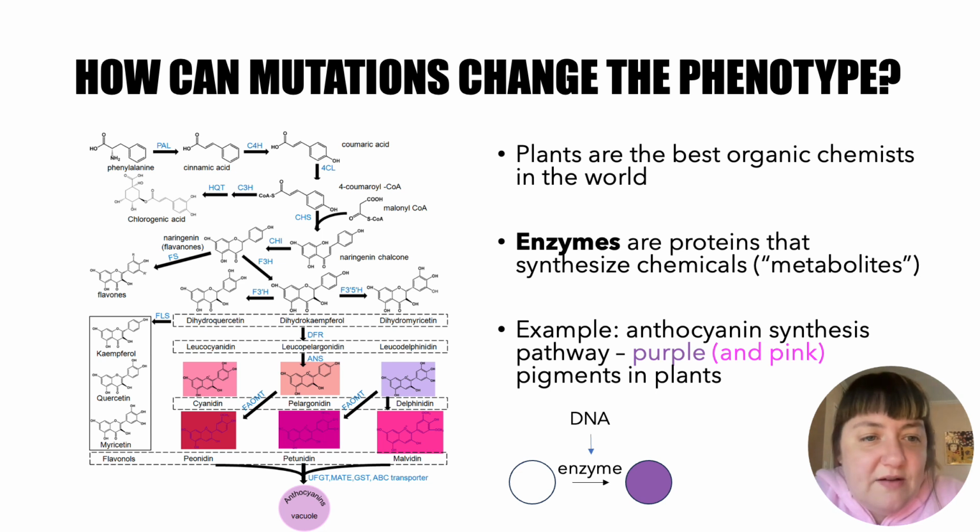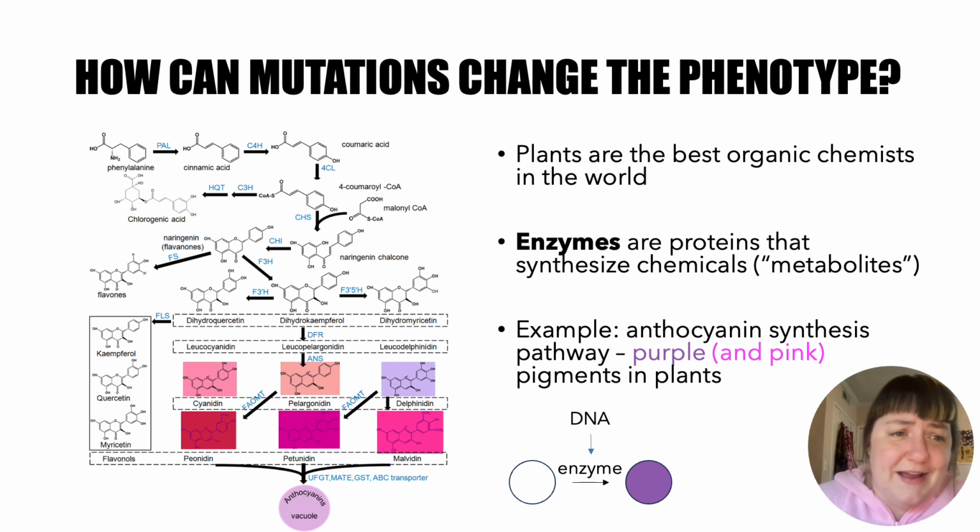All right, so how do these mutations change the phenotype? As I mentioned before, a lot of proteins are enzymes, and plants, I think, are some of the best organic chemists in the world. They can make a lot of cool compounds using their enzymes. Their enzymes are like the little molecular chemists that live in cells, and they synthesize chemicals for the plant. So enzymes are proteins.